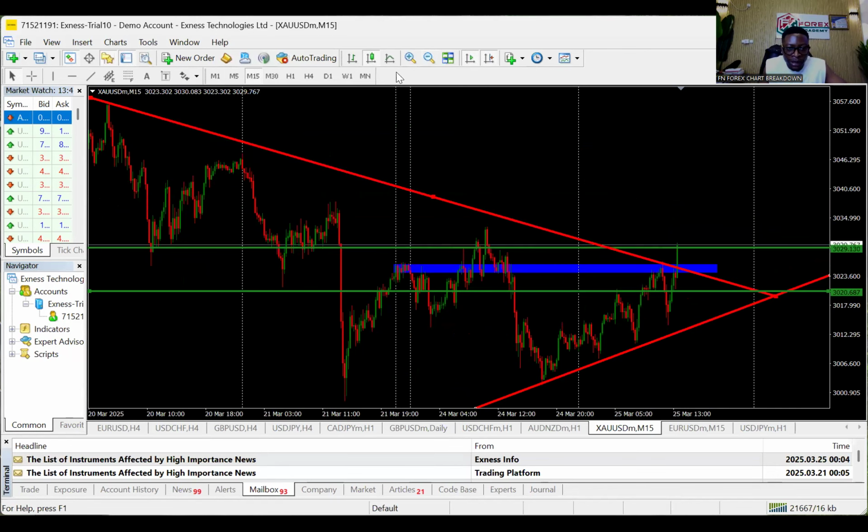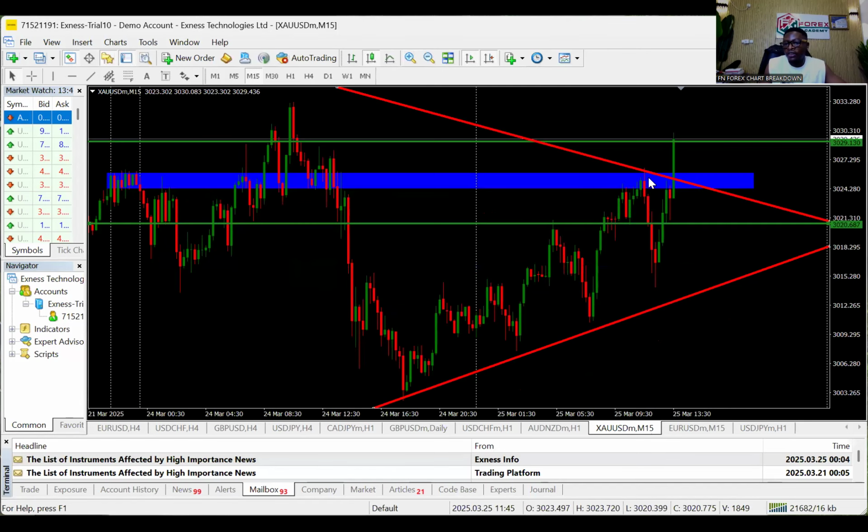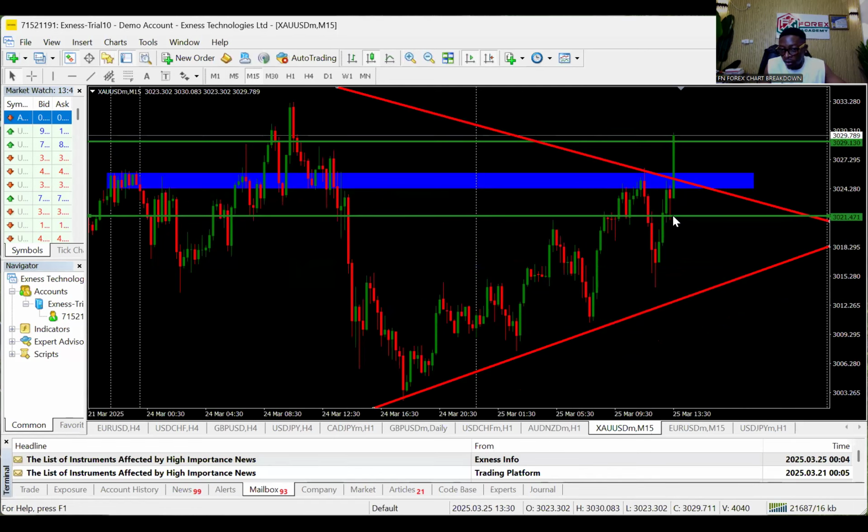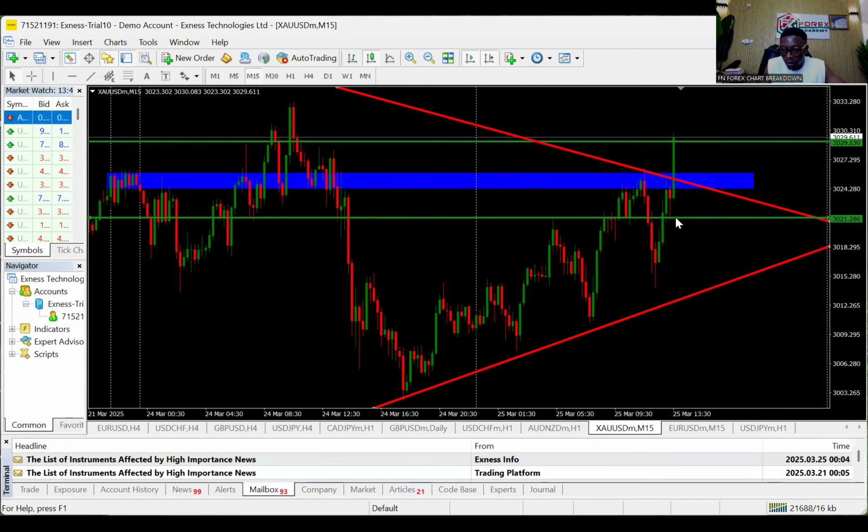So once we reject back, by that time, the 1 hour candlestick must have closed definitely above there. Then we are going to have a clear buy entry or clear push to the upside. So we can confidently at this point have our stop loss down here, right? We can confidently have our stop loss around here.